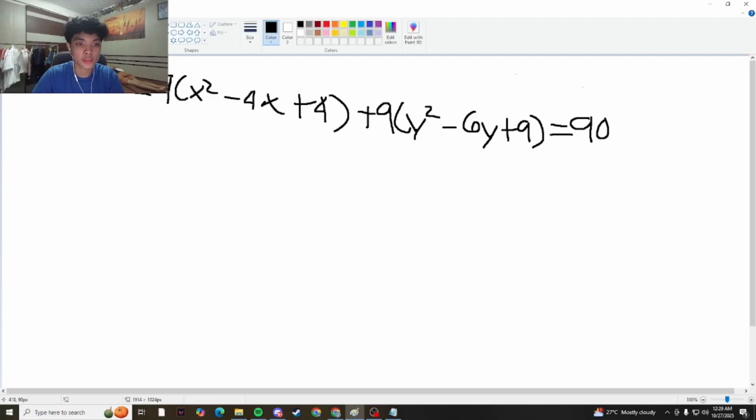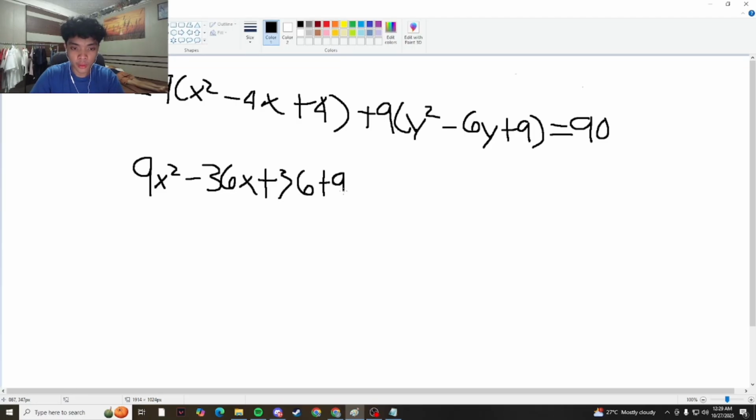Now we can distribute this 9 into this term. So 9x squared minus 36x plus 36 plus distribute this 9y squared minus 54y plus 81 equals 81.